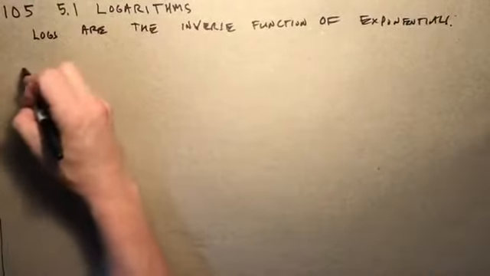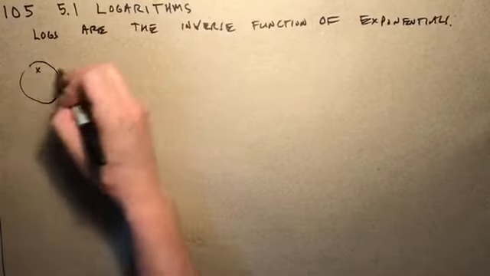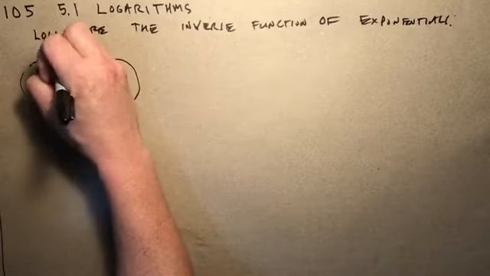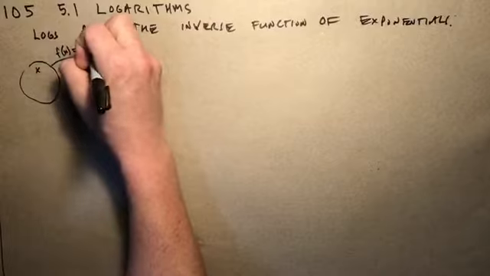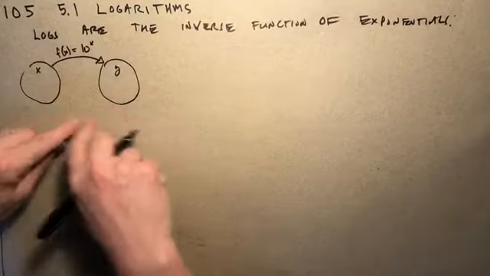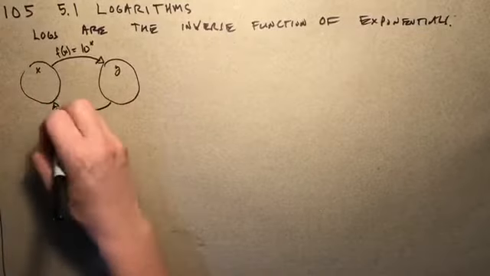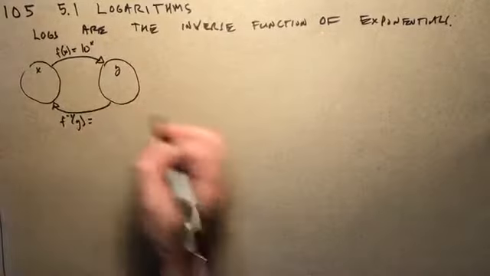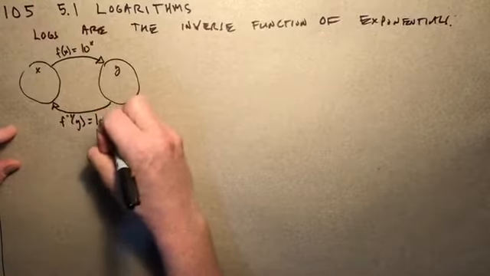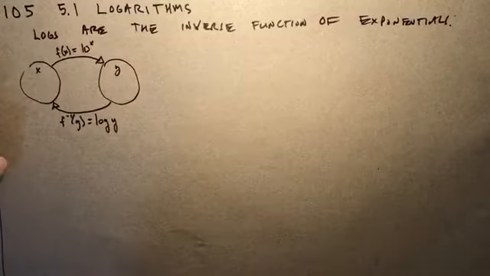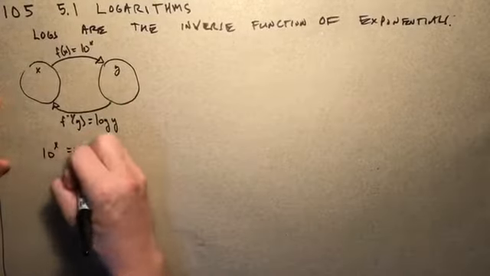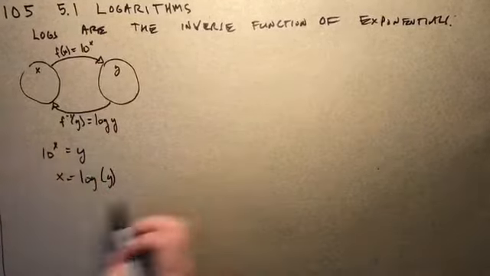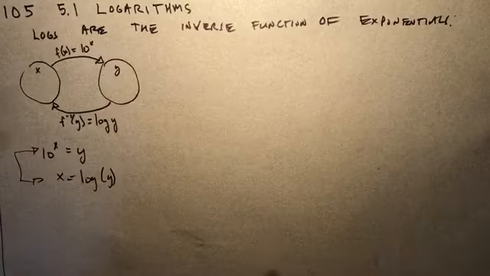If I have some exponential function, let's just say we have x here, and we're going to get some y, and let's say f of x is equal to 10 to the x. Then I have an inverse function, f inverse of y, and all this is the exact same statement, but it's log of y is equal to x. So we have 10 to the x equals y, and log of y equals x. And these two are really the exact same statement.